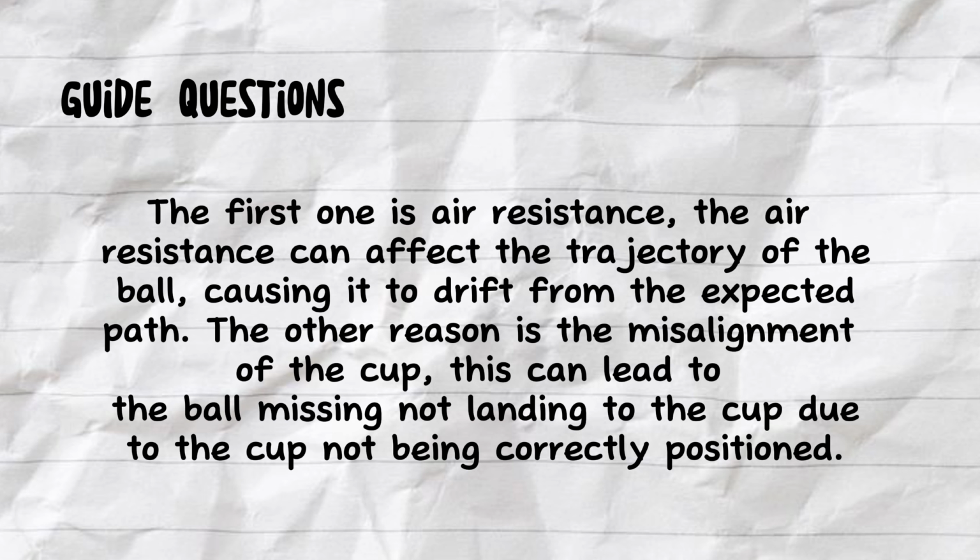The group responded that the first one is air resistance. Air resistance can affect the trajectory of the ball, causing it to drift from the expected path. The other reason is the misalignment of the cup. This can lead to the ball missing, not landing in the cup, due to the cup not being correctly positioned.